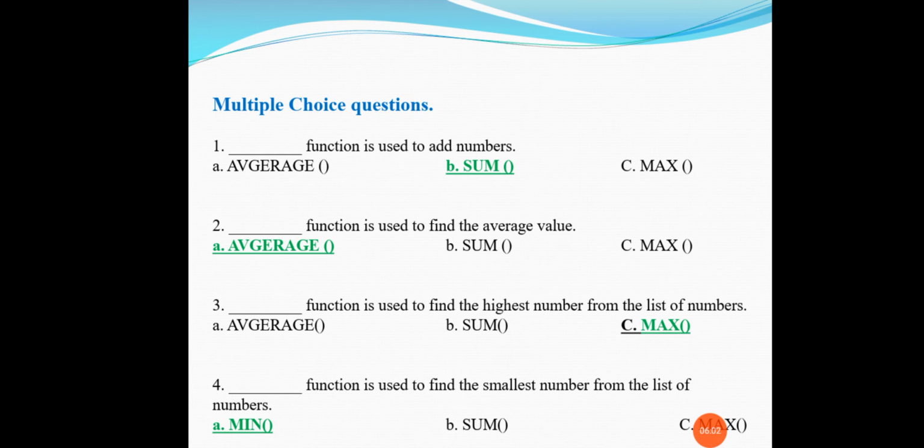Second one, dash function is used to find the average value. Options are A. Average, B. Sum, C. Max. So answer is average here.